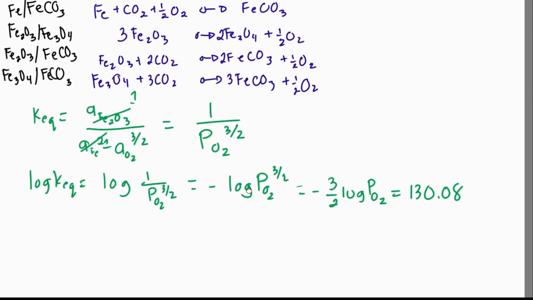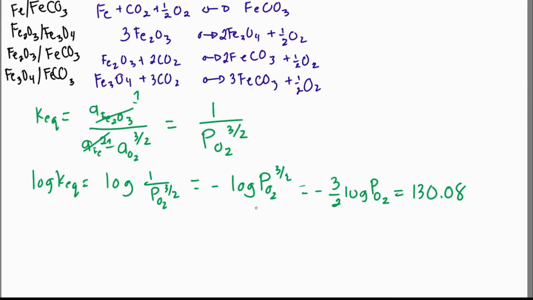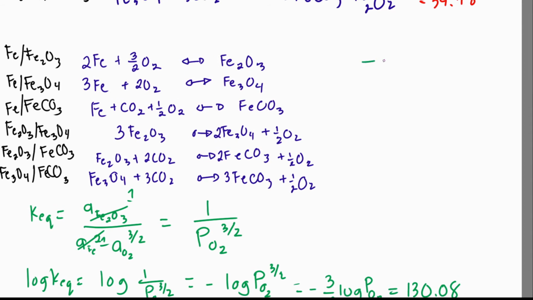We want an expression based on log PO2 and log PCO2, so we can isolate log PO2 on one side. Log PO2 will then be equal to 130.08 divided by negative 3 halves. This will be equal to negative 86.74. So negative 86.74 is equal to log of PO2. We can do the same treatment for the others.